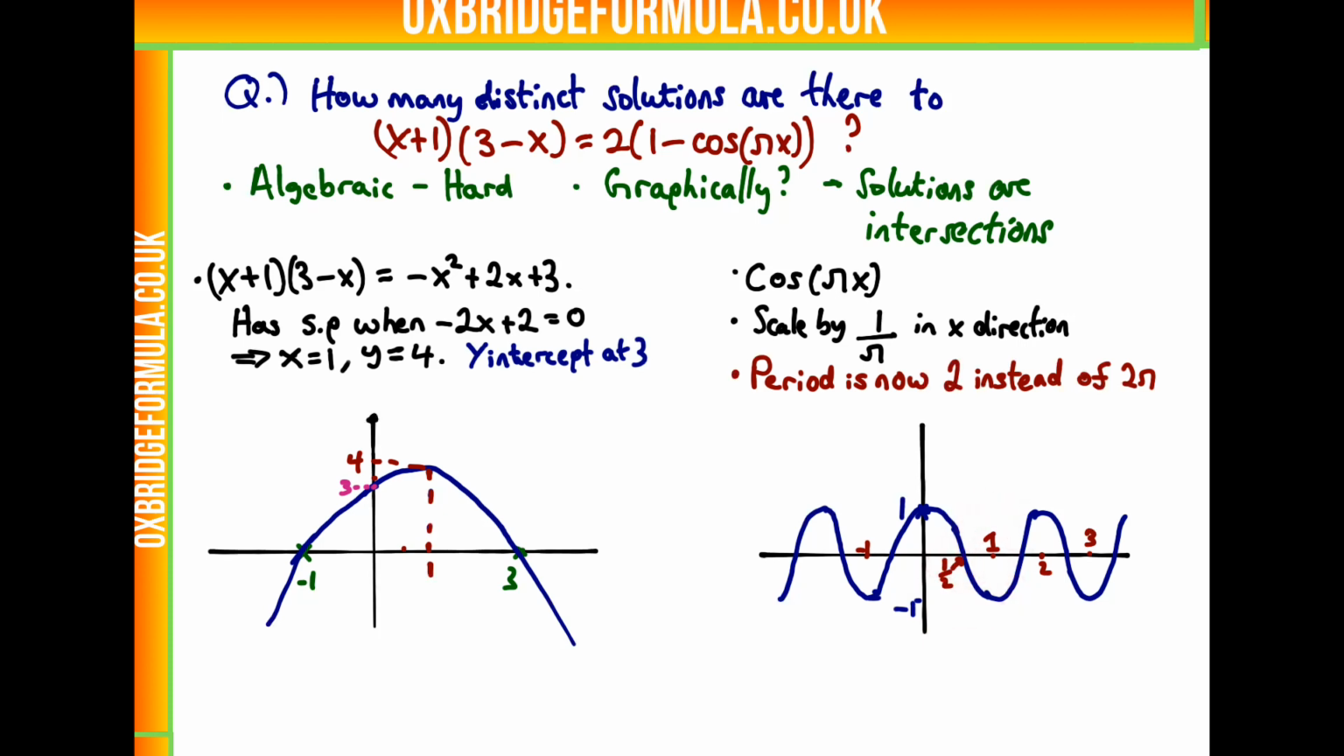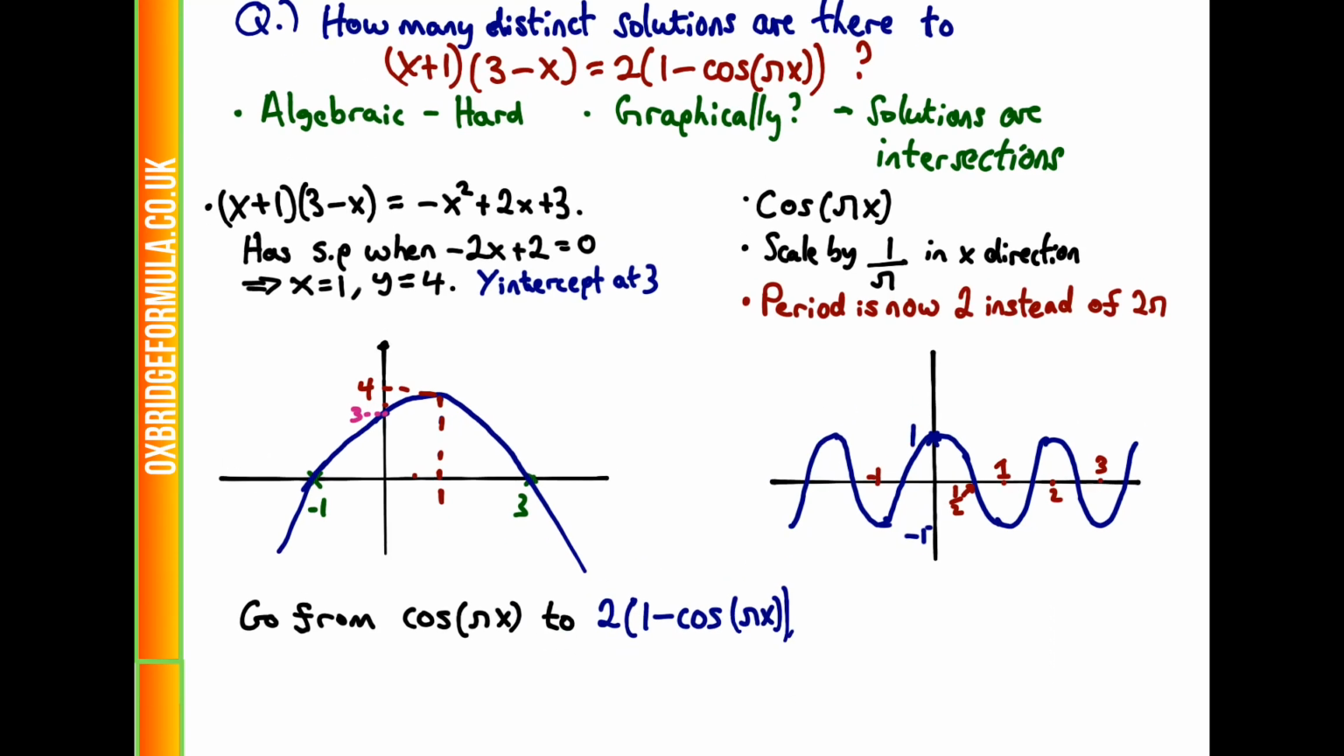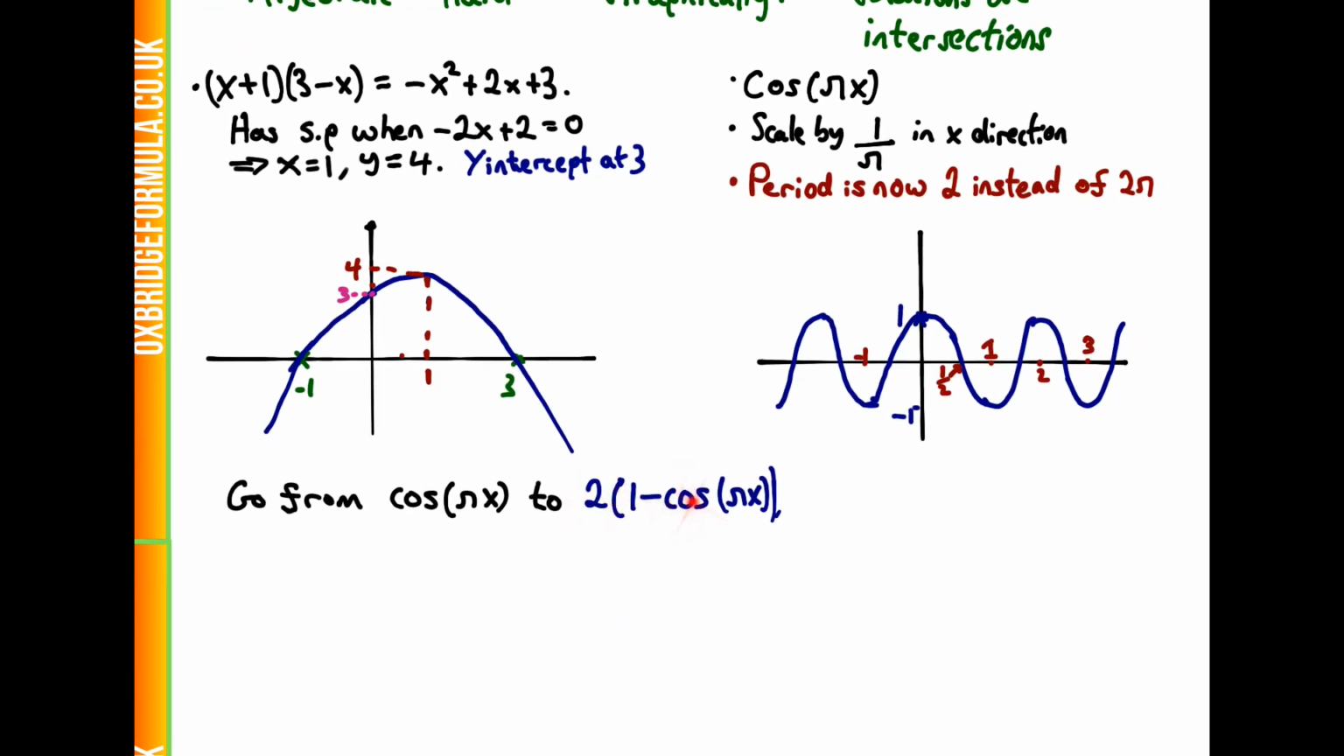Okay, so now how do we get 2 times (1 - cos πx) from cos πx? Well, this is a series of graph transformations. So let's first go inside and out. That's the way we do these transformations. So we have cos πx, then we have a -1. So what does that mean? That means we flip our graph in the x-axis. So how does that look?